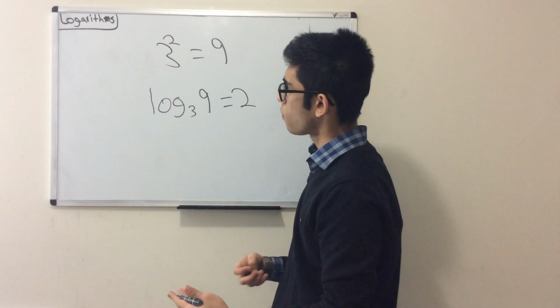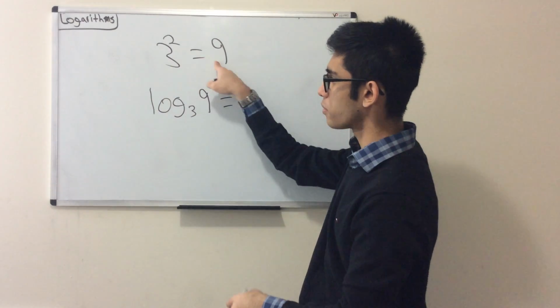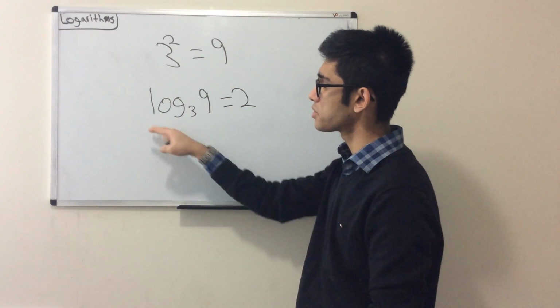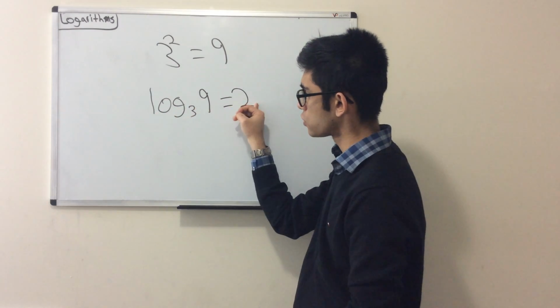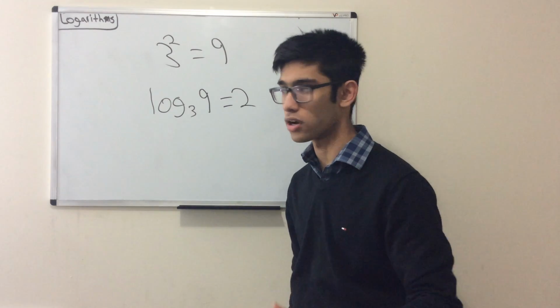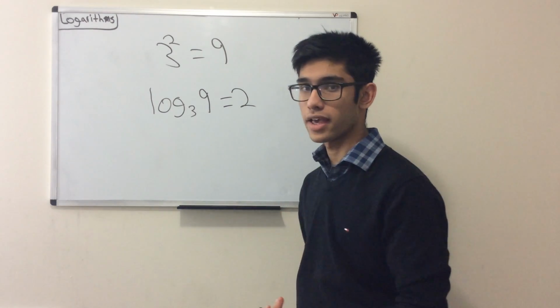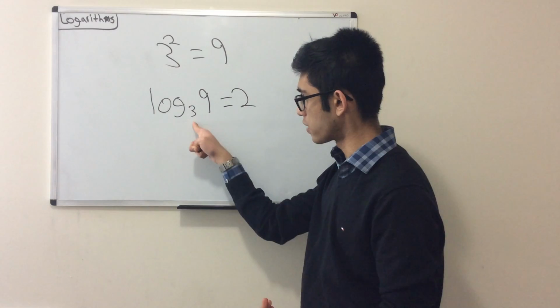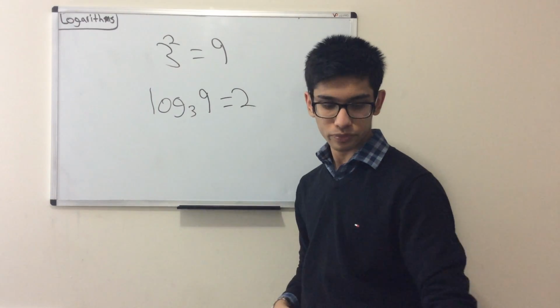That's essentially what logarithms are. See, 3 squared equals 9. I'm saying the same thing here. I'm saying the base 3 raised to the number 2 is 9. That's essentially what logarithms are. Another way of writing exponents. So log base 3, 9 is equal to 2.